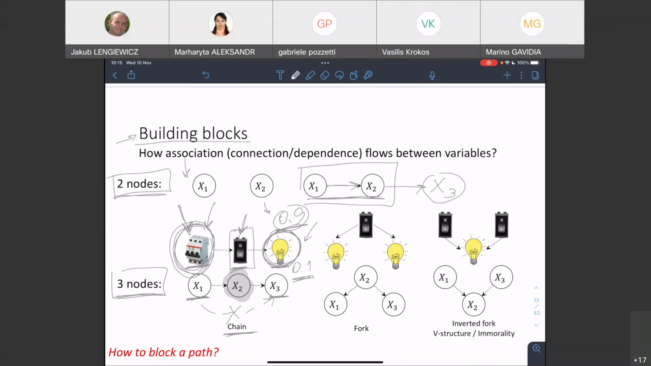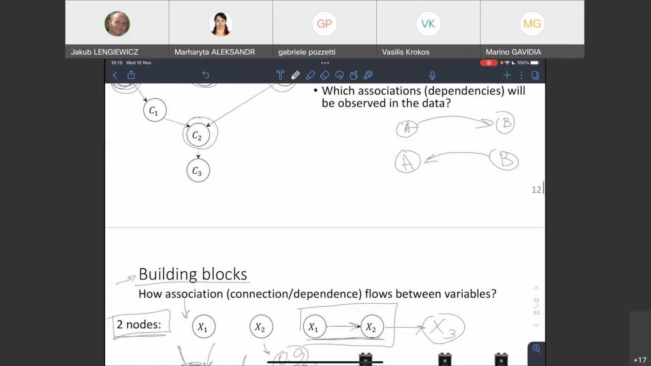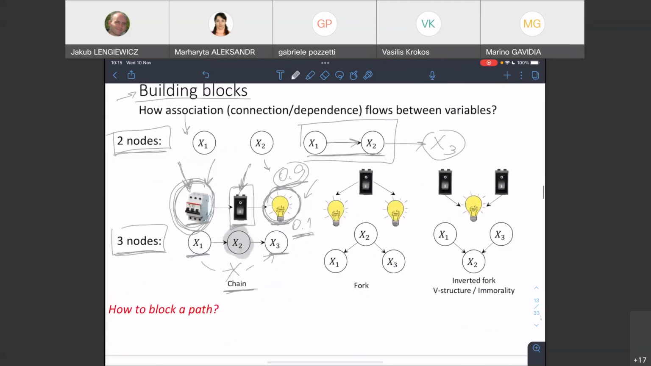To understand it, let us consider a small example. Let us consider the case when this middle switch is off. Now, essentially, switching on and off this switch that is responsible for the whole house will not affect in any way the state of the light bulb. So the associational flow will be blocked. There will be no information flowing.